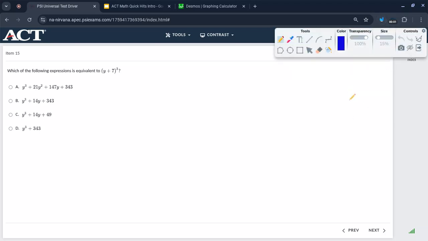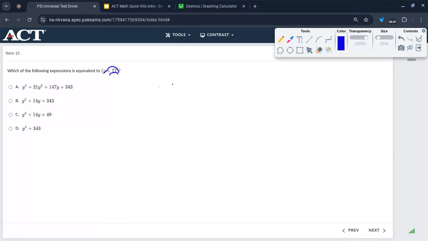A very common error with these types of questions is people want to apply this cube to both pieces inside, where they end up with y cubed plus 7 cubed, and 7 cubed is 343. However, that's incorrect. When I have the cube, that just means that thing needs to be multiplied by itself 3 different times. So this part is incorrect, and we don't want to do it that way.